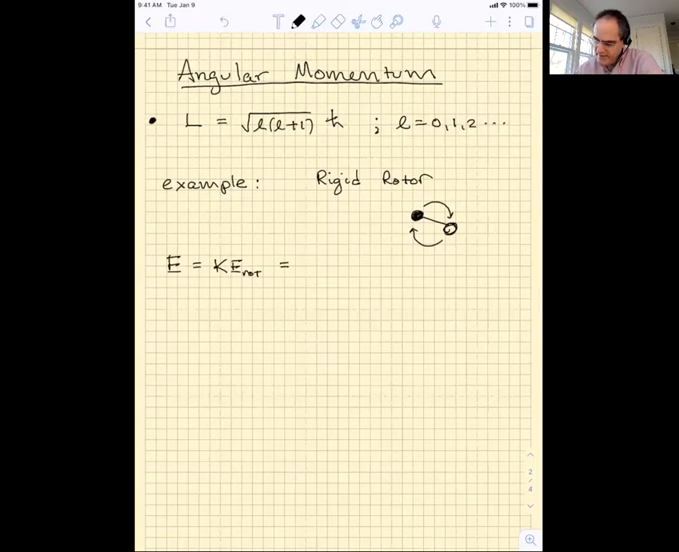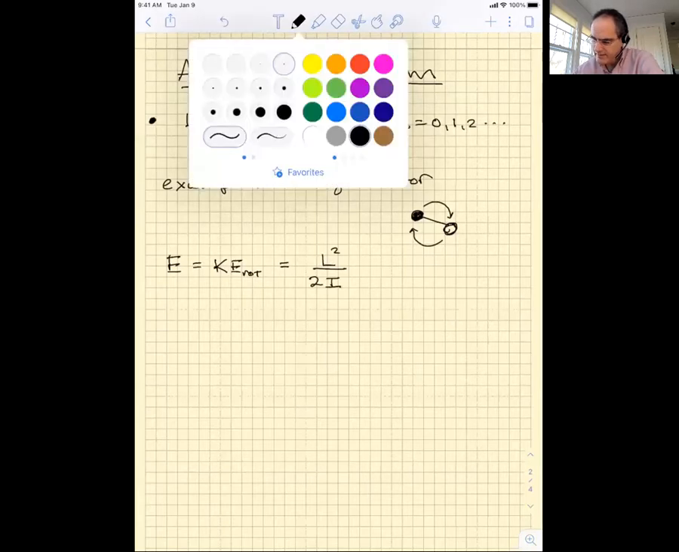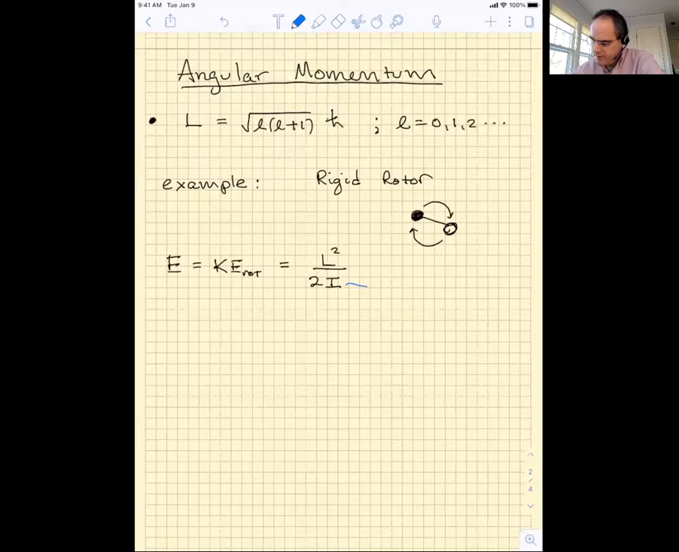So the energy of the system is its rotational kinetic energy, and we know that the rotational kinetic energy of a system can be written this way: L squared over 2I, where L is the magnitude of the angular momentum, and I is the moment of inertia of the molecule or system, which we can easily figure out if we know the geometry of the molecule.